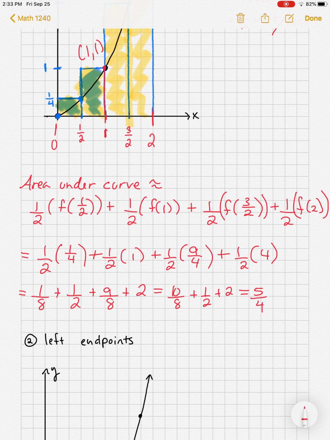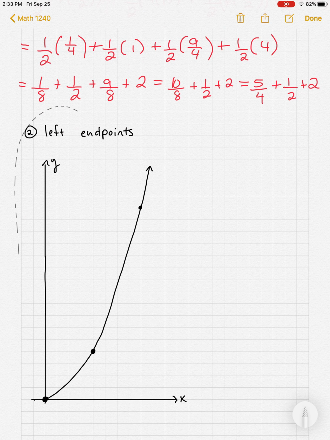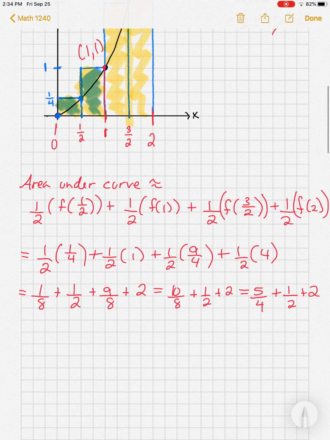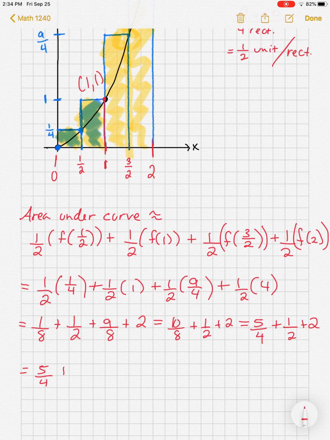So that's 5/4. Plus a half, plus 2, so the LCD is 4. Let me move this down. Five fourths plus 2/4 plus 8/4. Did I get that right? I think so. So that's 15/4. So what is that? That's about 3 3/4, about 3.75.